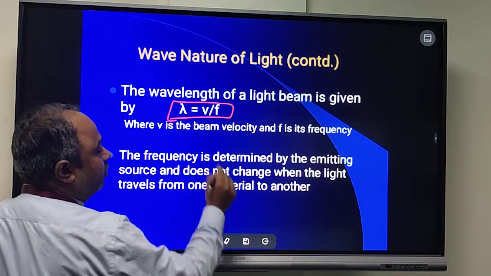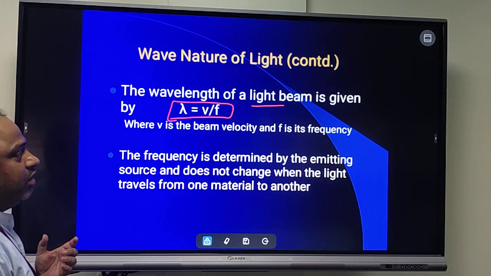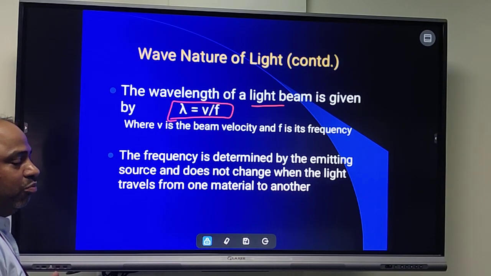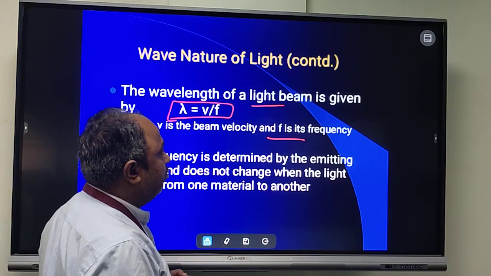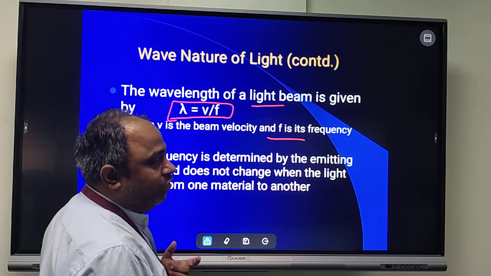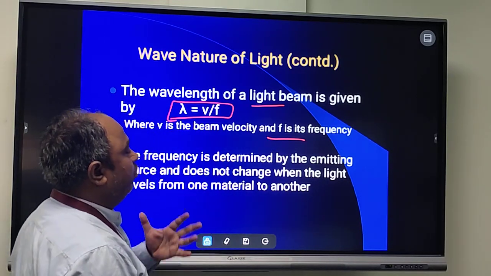This one is the formula where the light beam is given to the wavelength. If that is to be understood, V is the beam velocity and F is the frequency, which can be represented as lambda, which shows how effectively that light will travel and that data will be sent with the help of this frequency.